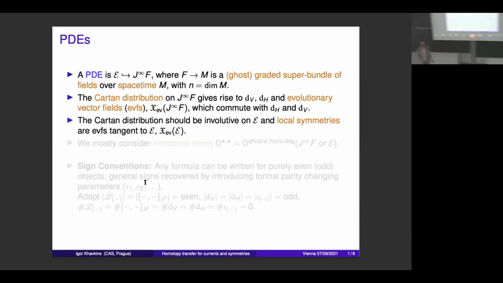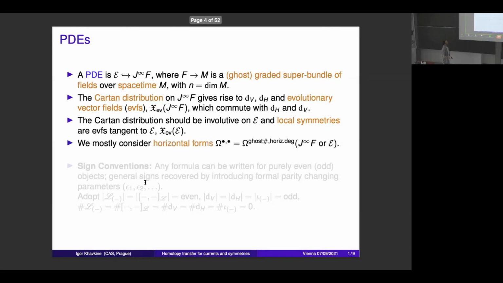By the way, why do you say that evolution commutes with D? The Lie derivative with respect to evolutionary vector fields commutes, because it preserves the geometric structure, so it commutes with everything. It's very simple.